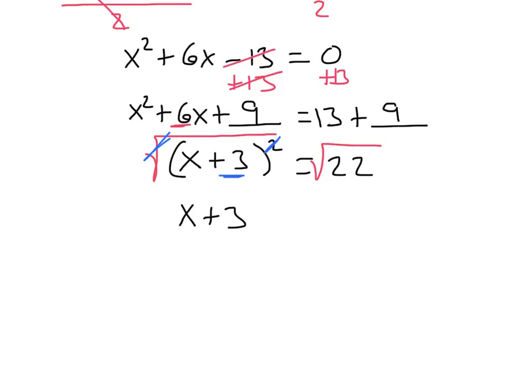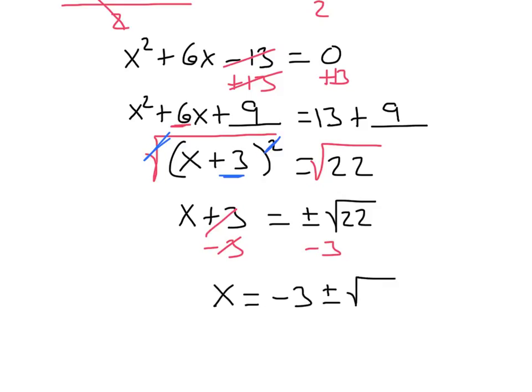x plus 3 equals positive and negative, and again, sadly, the square root of 22 doesn't simplify. If it does, please make sure you simplify it. It's really nice when it ends up being a perfect square, because then everything comes out to be nice whole numbers. Okay? So we're going to subtract 3 from both sides, and we get x equals negative 3 plus and minus the square root of 22.